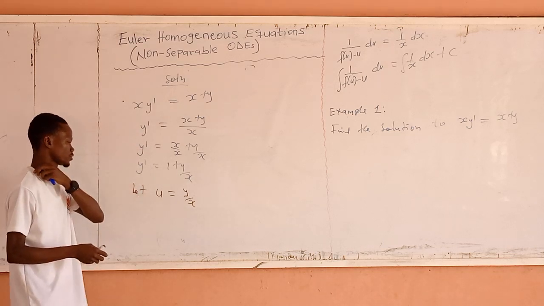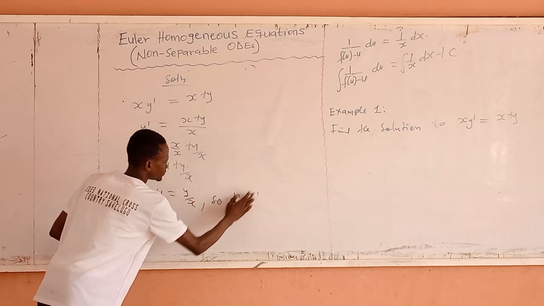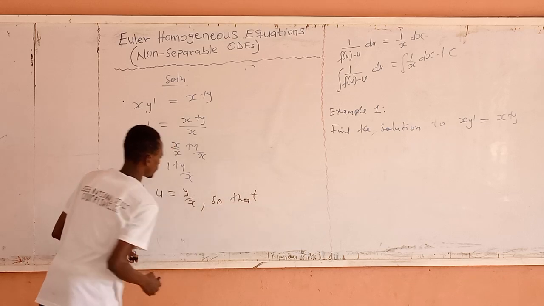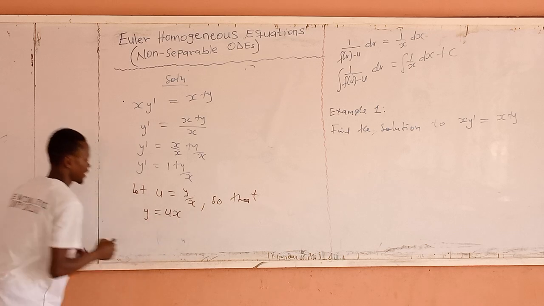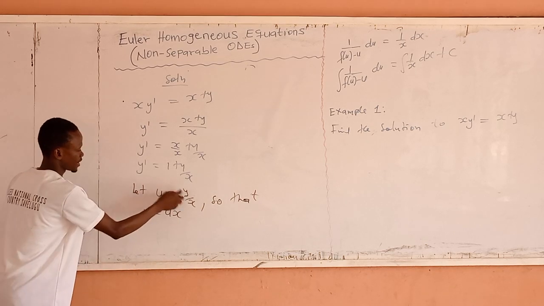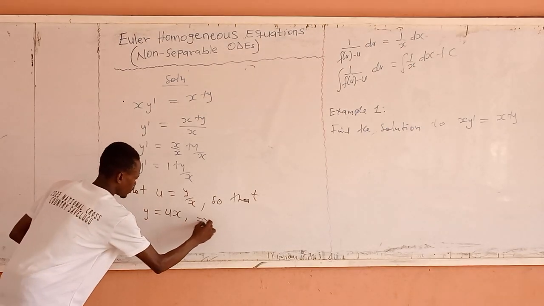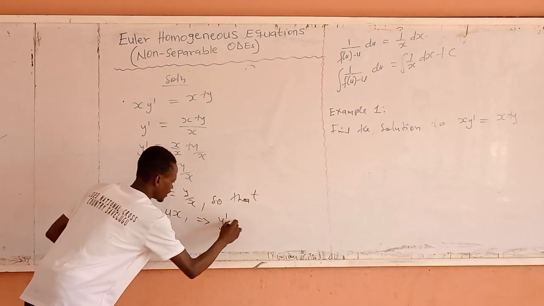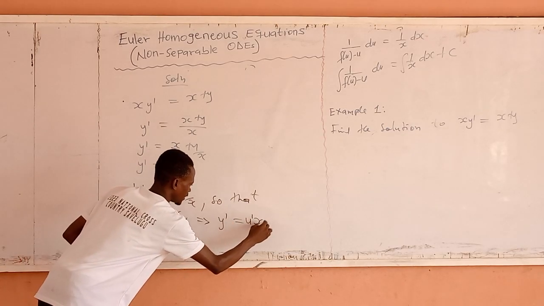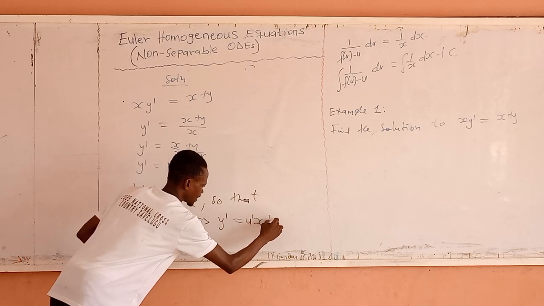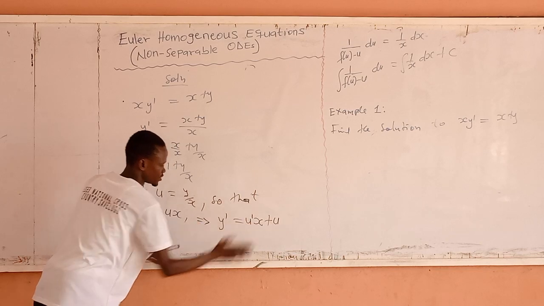So using u equal to y over x, we have y equal to u times x. So that is making y the subject from here. And then differentiating y, we obtain the derivative of y to be equal to first differentiating u and maintaining x, then second differentiating x and maintaining u. So when we differentiate x, we will get 1. 1 times u will give us u.